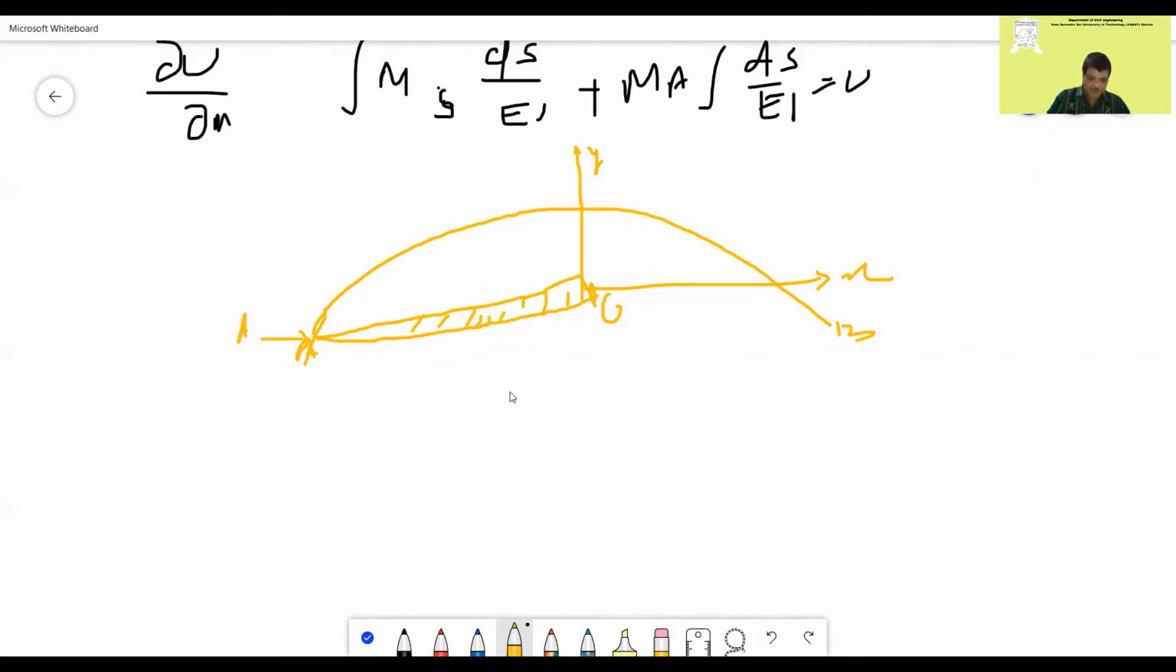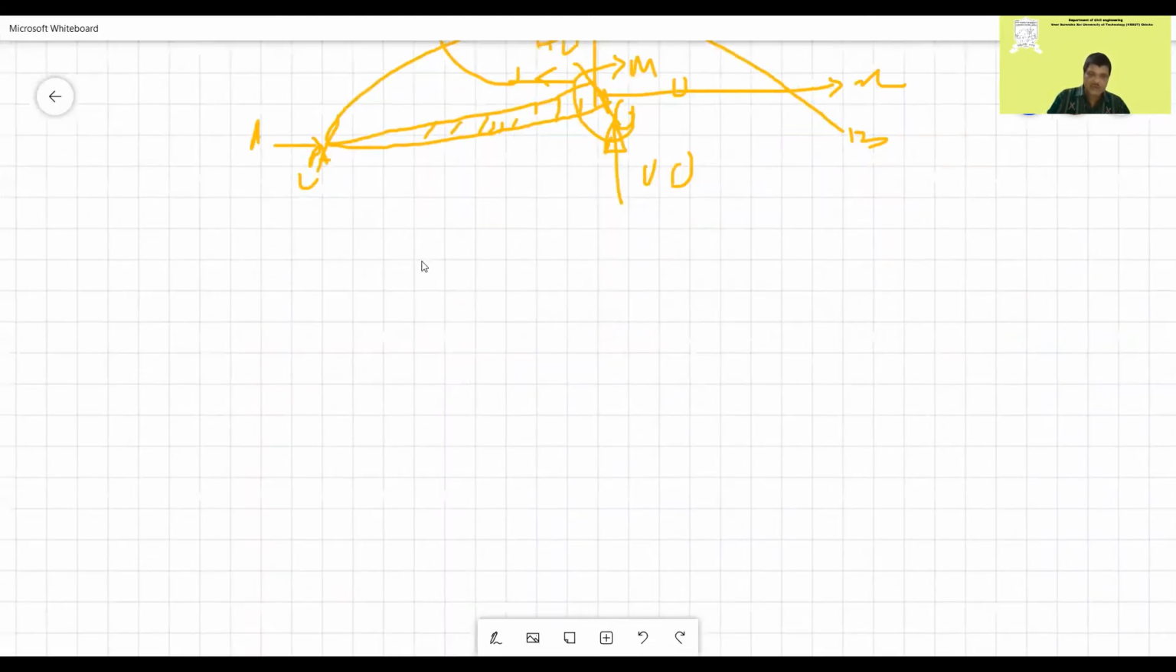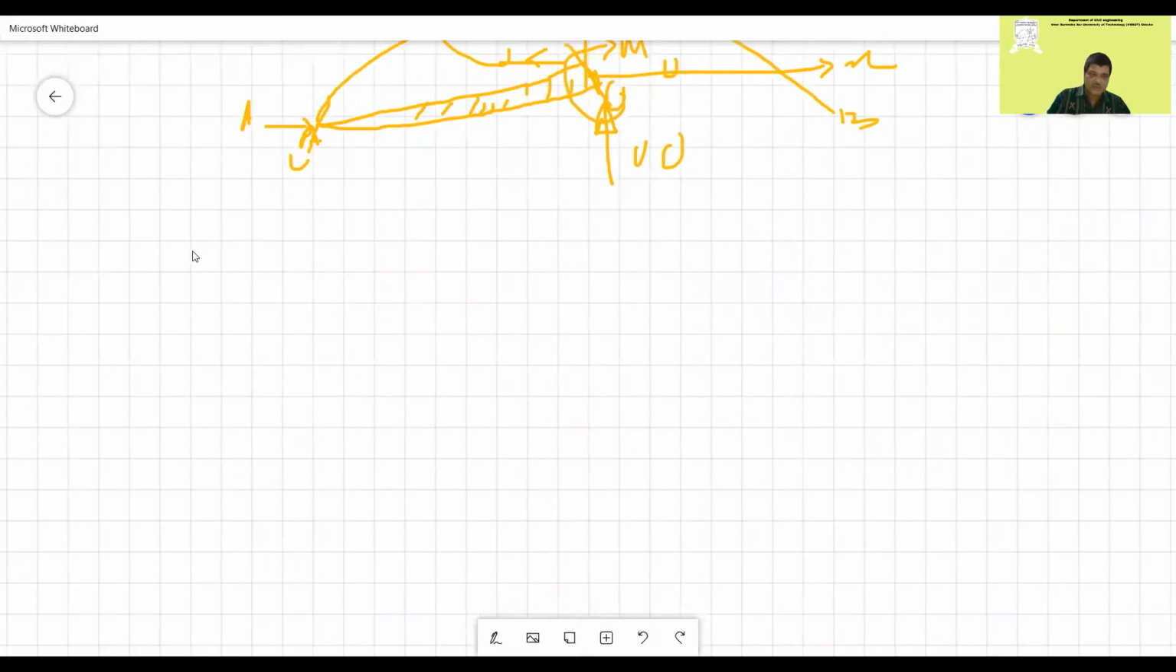Now, what will the equations be? You have written them in terms of A. Now you can write them in terms of reactions, because you can transfer the V here to this elastic center. So there will be a moment M0 here, a vertical reaction V0, and a horizontal reaction H0. Now, if you place these in the above equations, they will change like this.